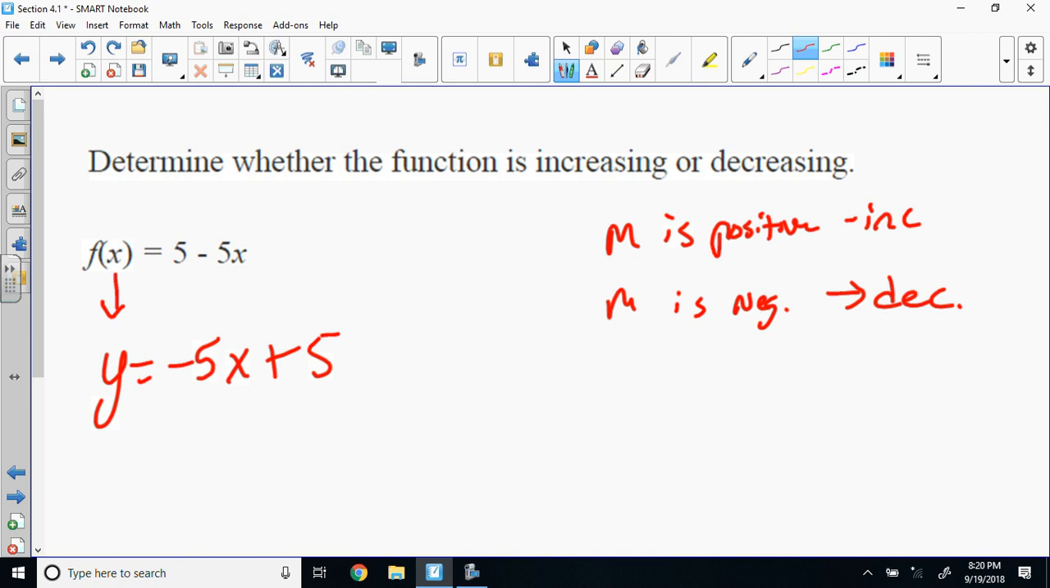Y, right? Because, listen, our mind's so trained. Y equals mx plus b. And then I took that slope and put it to the front. So it's a negative slope. So is it increasing or decreasing? That's exactly right. Good job. It is, ladies and gentlemen, decreasing.